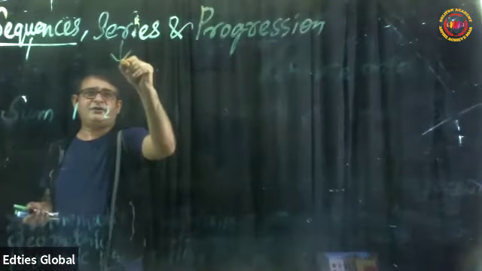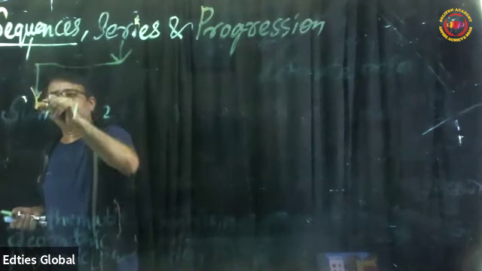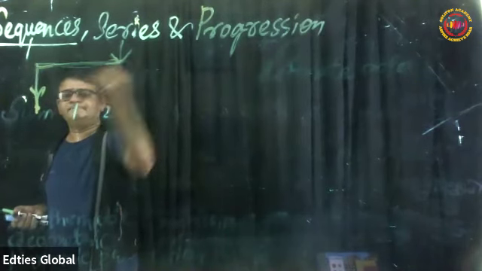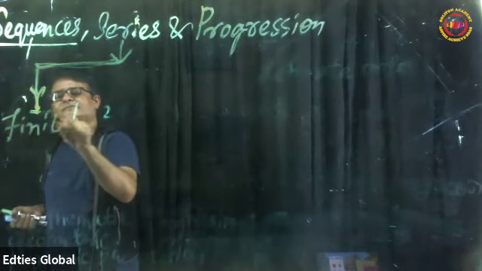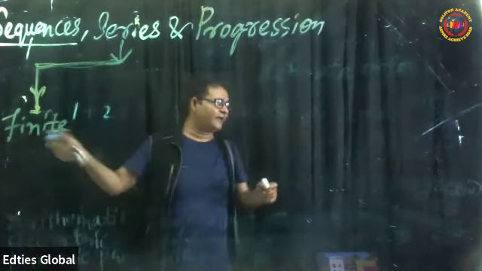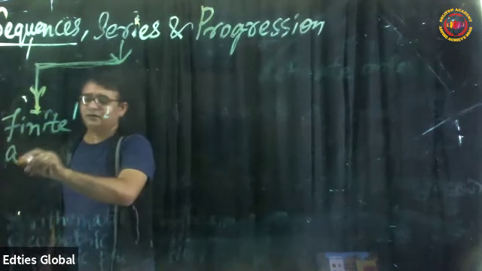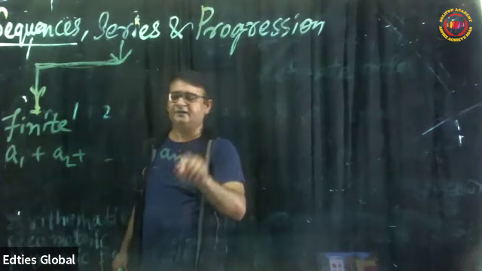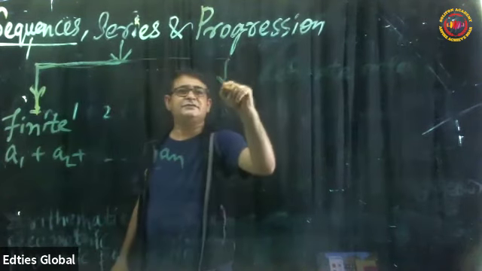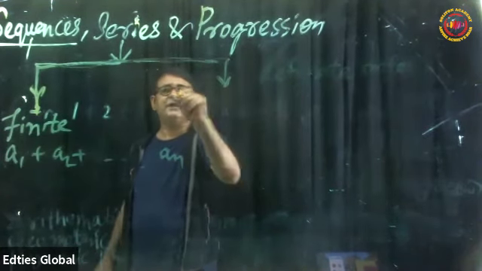So series can be of two kinds. First, the finite. You have some finite terms, from A1 to A2, and then up to AN terms. Sometimes the series can also be infinite.